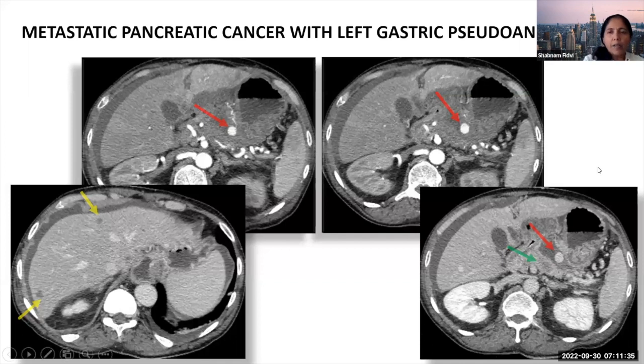A little bit more about intra-abdominal hemorrhage. This is a patient with metastatic pancreatic cancer and a left gastric pseudoaneurysm. The axial contrast-enhanced CT images in the arterial and portal venous phases show hepatic metastatic disease, shown by the yellow arrows. The red arrows on the arterial and portal venous phase show the left gastric pseudoaneurysm, and the green arrow on the portal venous phase shows the patient's primary pancreatic cancer, which is in the pancreatic body, and eroding the adjacent vasculature, resulting in the left gastric pseudoaneurysm.